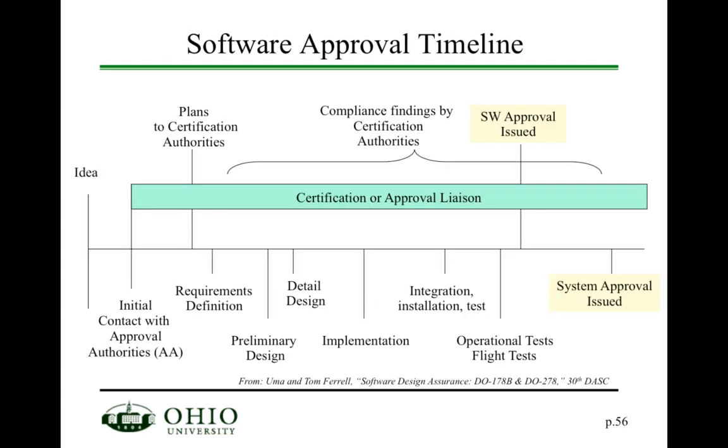I put the software approval timeline here. Really, we've talked about this already when we started talking about the certification process. This just gives you a timeline for the software specific aspects as defined in the software liaison section of the document.